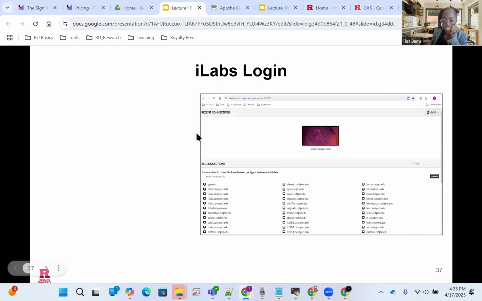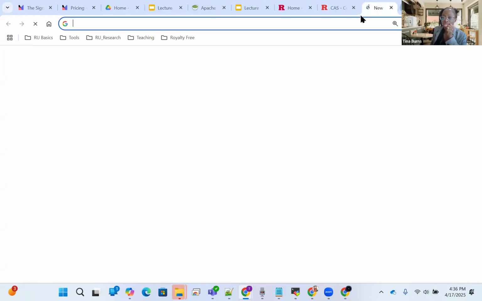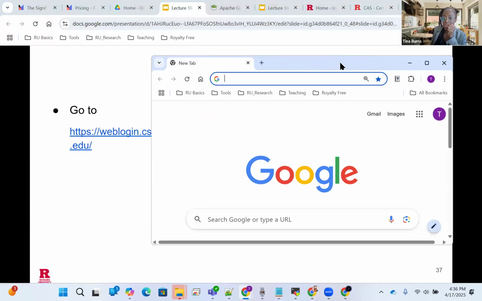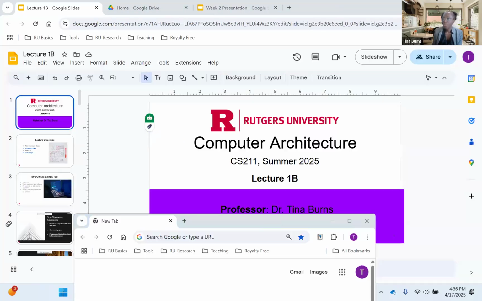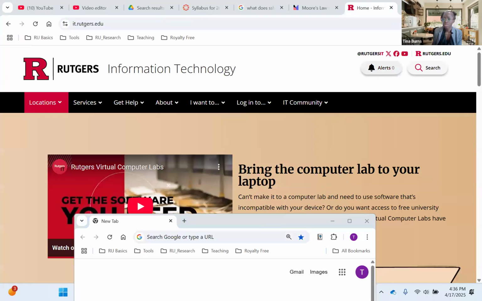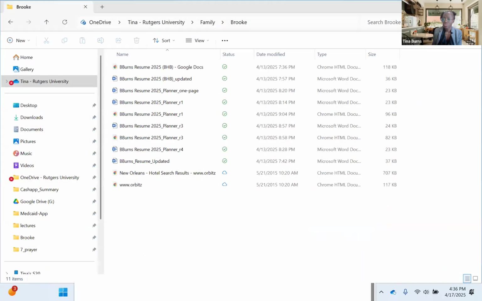All right, so now we're going to shift a little bit to something a little more intriguing. Let's go into ilabs login. In order to access ilabs, you can do this in a couple of different ways. First of all, ilabs is basically a series of computers that are available to Rutgers students. Those computers are based on a Linux platform, and you have the ability to access them remotely and do a bunch of coding. Each time you log into an ilabs computer, you can access not just that one, but several.